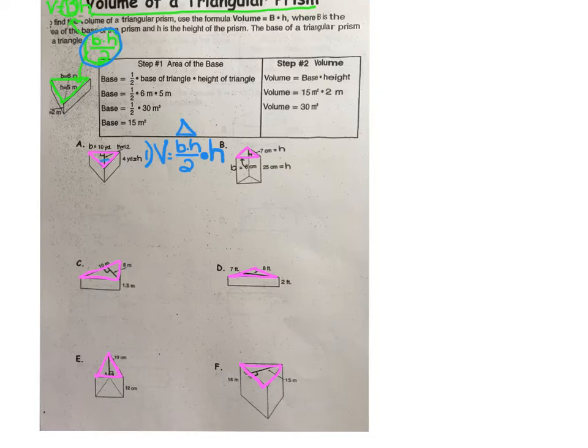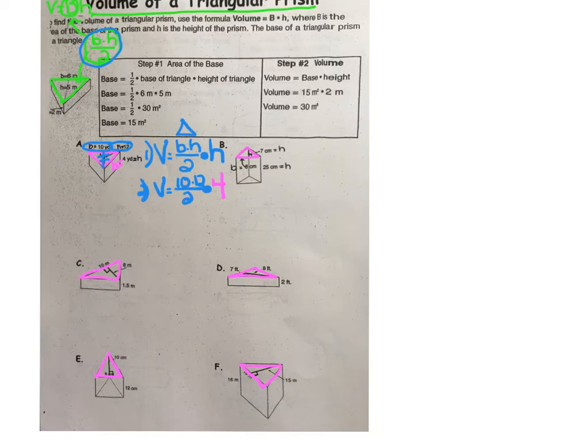So, on our base face, the B, or the base length, is 10 yards, and the height of the triangular face is 12. So we substitute. Volume equals 10 times 12 divided by 2 times the overall height, which is 4 yards. That gets substituted in for our second H.